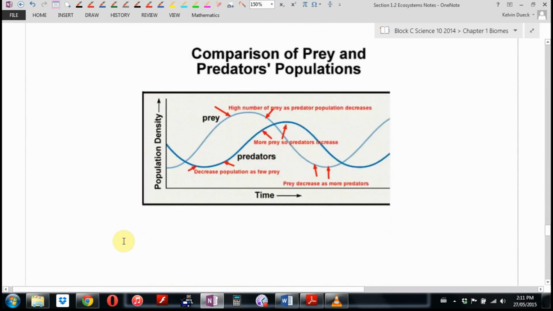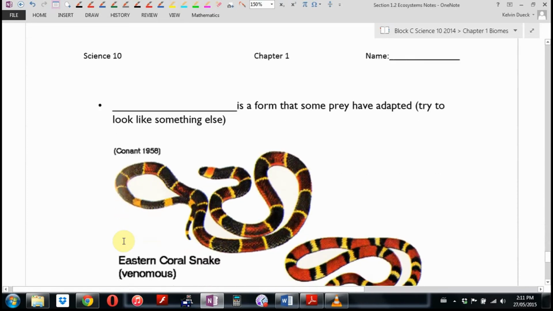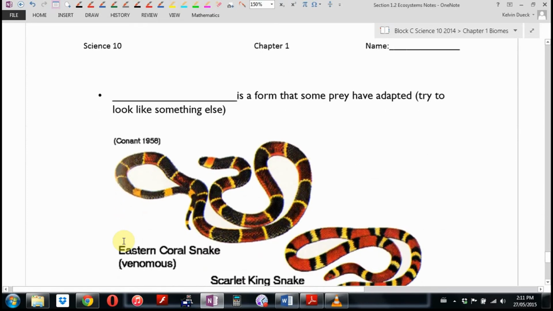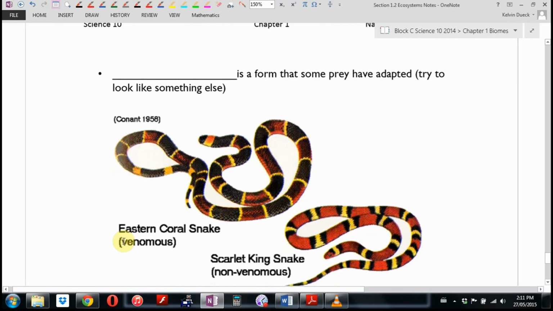So here's another lovely little comparison. A couple more cool things. Does anybody know what you call it when one prey tries to adapt or look like the form of another prey that's more dangerous? That's the non-biology term. So I'm going to start typing, see if you can figure out the word.